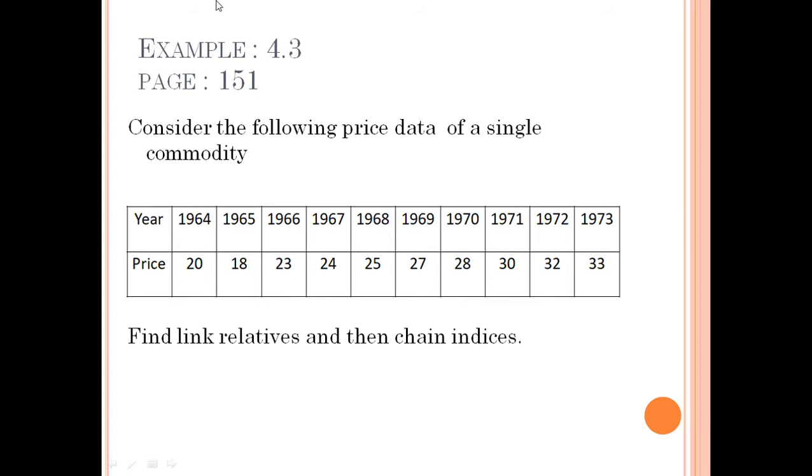Now this example will make this more clear for you. Example number 4.3 on page number 151. Consider the following price data of a single commodity. Years are given to us, and prices of a single commodity are given to us. Now find the link relatives and then the chain indices. So first of all, we will convert this data into link relatives, and then we will learn how to find the chain indices or chain index numbers.